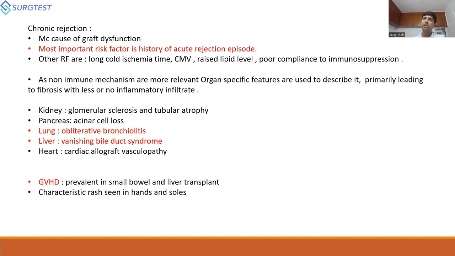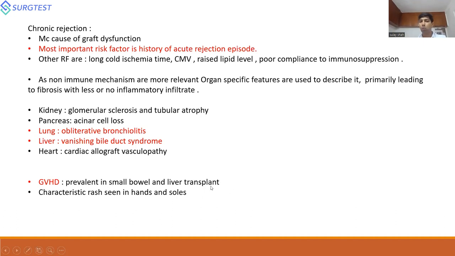Give good immunosuppression, good follow-up as far as possible, early diagnosis of an acute episode and treatment. Chronic rejection is still something that we have not found a way to prevent or treat. It will happen, and most of the grafts do wither with time. Okay, a small thing about graft versus host disease.